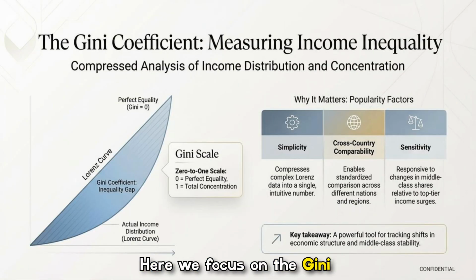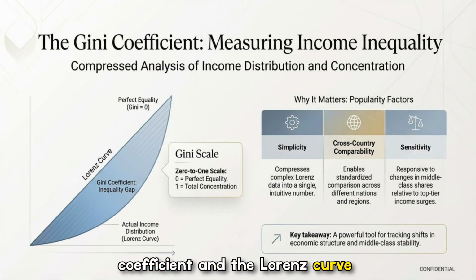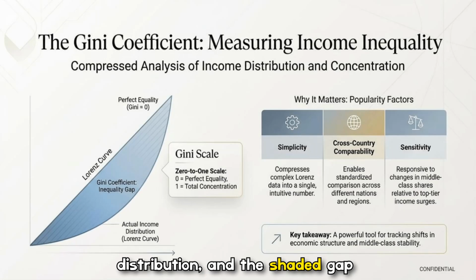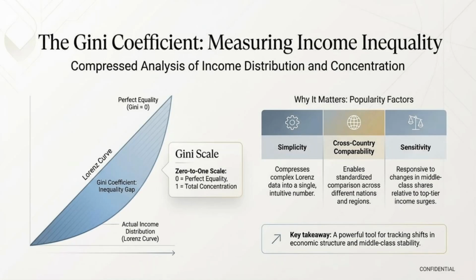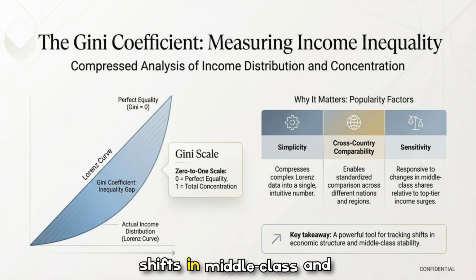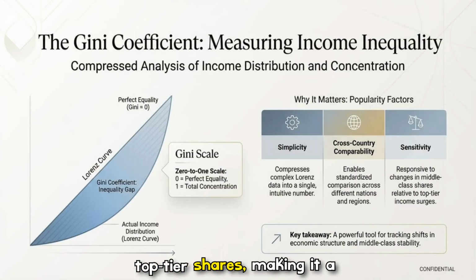Here we focus on the Gini coefficient and the Lorenz curve as a compressed way to measure income concentration. The graphic shows perfect equality versus actual distribution, and the shaded gap becomes the Gini number. We use it because it simplifies complex distributional data, enables cross-country comparison, and is sensitive to shifts in middle-class and top-tier shares, making it a practical tracking tool.